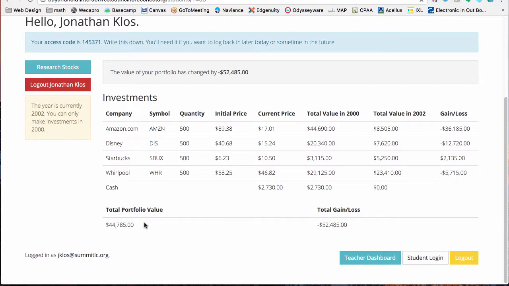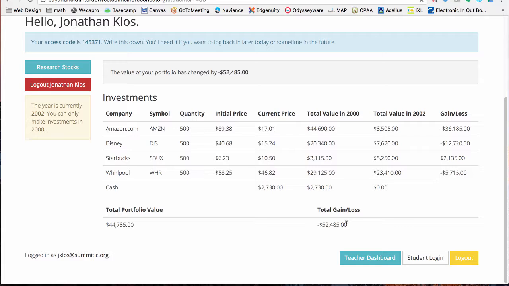So overall, remember our initial amount? We invested $97,000, a little bit more than that. And now we essentially only have $44,000. We lost more than $50,000 in 2 years. That would not be a good investment.